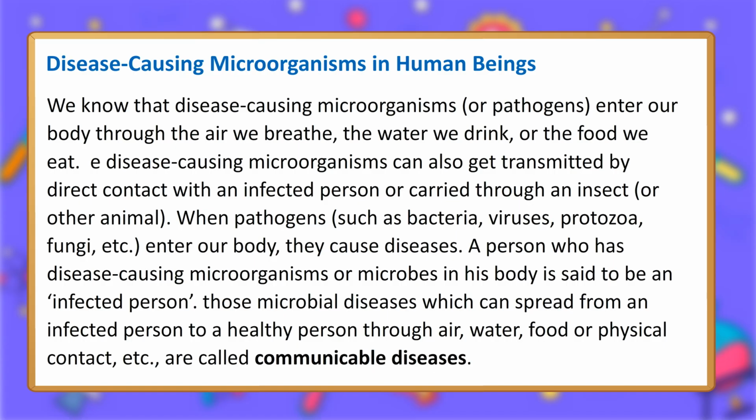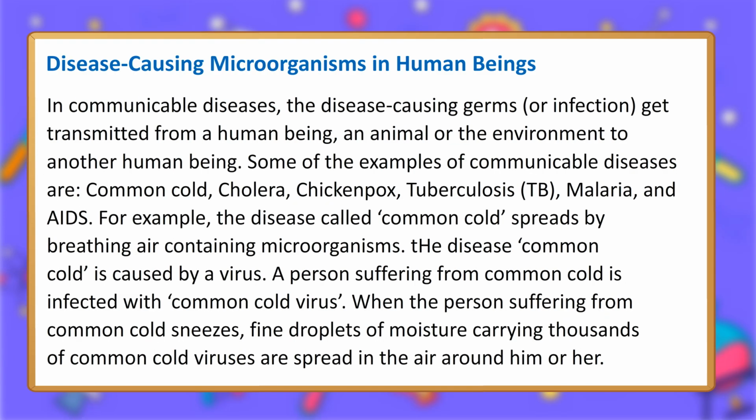A person who has disease-causing microorganisms or microbes in his body is said to be an infected person. Those microbial diseases which can spread from an infected person to a healthy person through air, water, food, or physical contact, etc., are called communicable diseases. In communicable diseases, the disease-causing germs or infection get transmitted from a human being, an animal, or the environment to another human being. Some examples of communicable diseases are common cold, cholera, chickenpox, tuberculosis, TB, malaria, and AIDS.